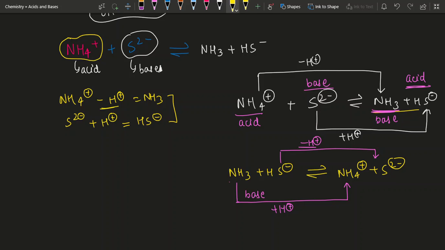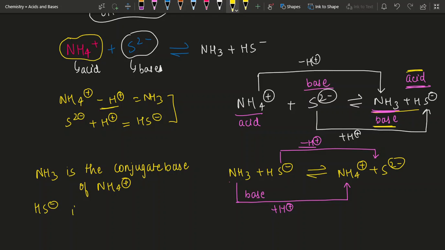And this pair of acid and base is not really an accurate description. So instead of naming these as plain acids and bases, we give them the name conjugate. So NH3 is the conjugate base of NH4 plus. And similarly, HS minus is the conjugate acid. Since HS minus here is an acid, but you can't really name it as an acid, it doesn't make sense to name it as an acid. You say it's the conjugate acid of the sulfide ion here.